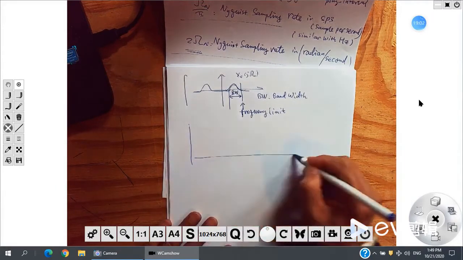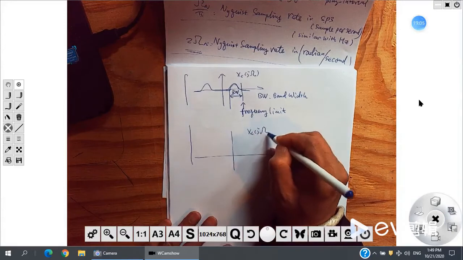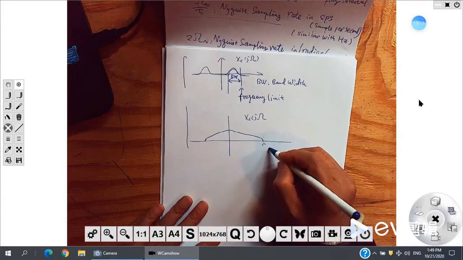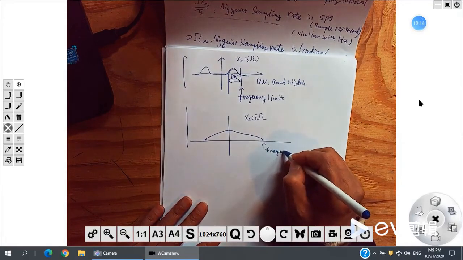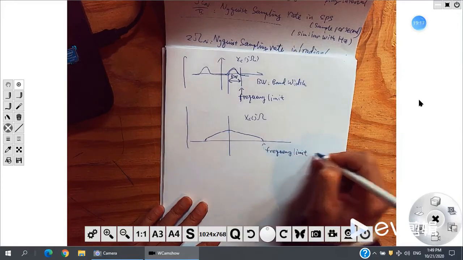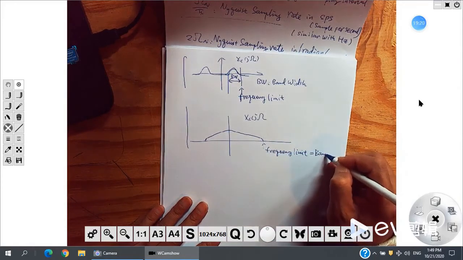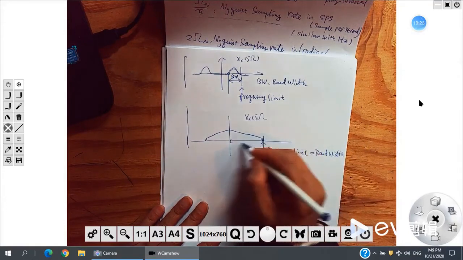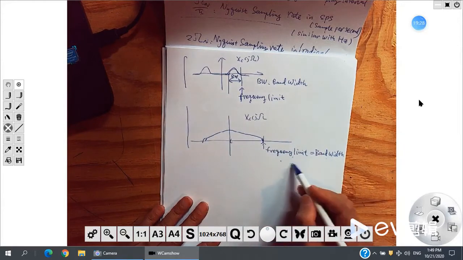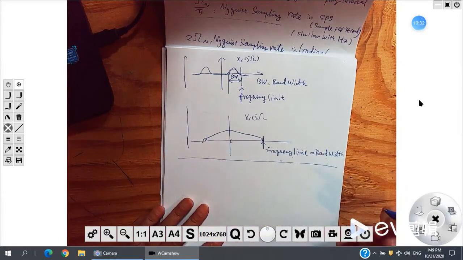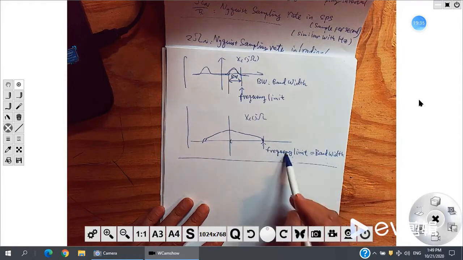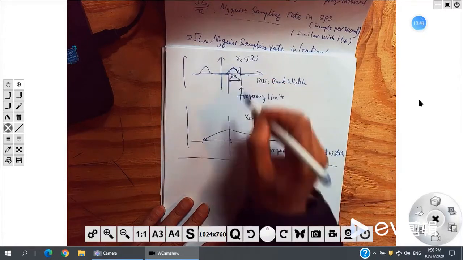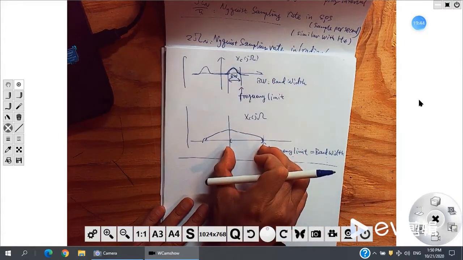And if XC j omega looks like this, this is the case where the frequency limit equals the bandwidth. Bandwidth is here, and the frequency limit is also here. So these two are the same. In different papers and books, sometimes people think they are the same, but in general, we call this the bandwidth. The band covers the band.